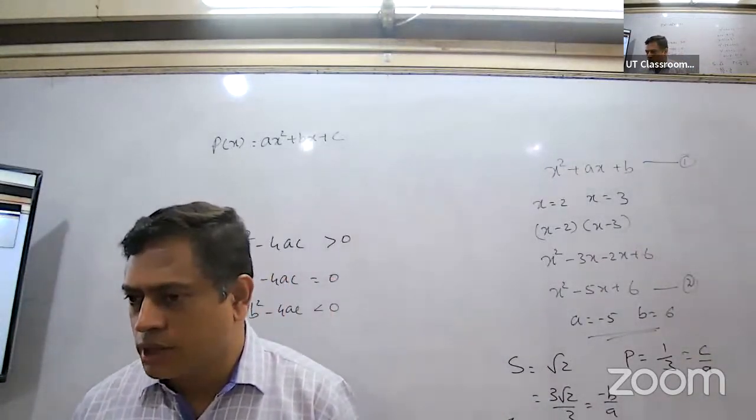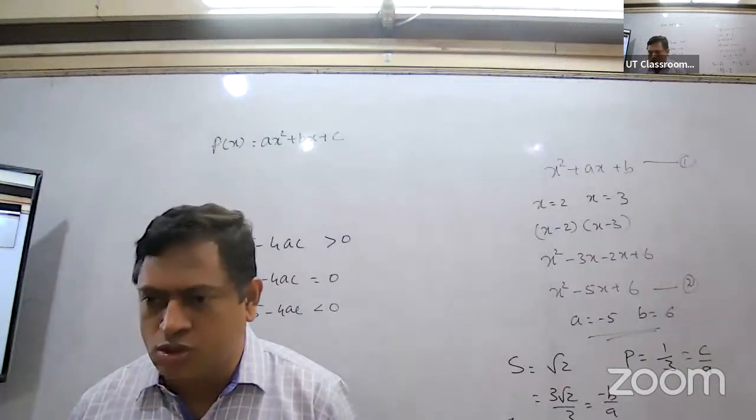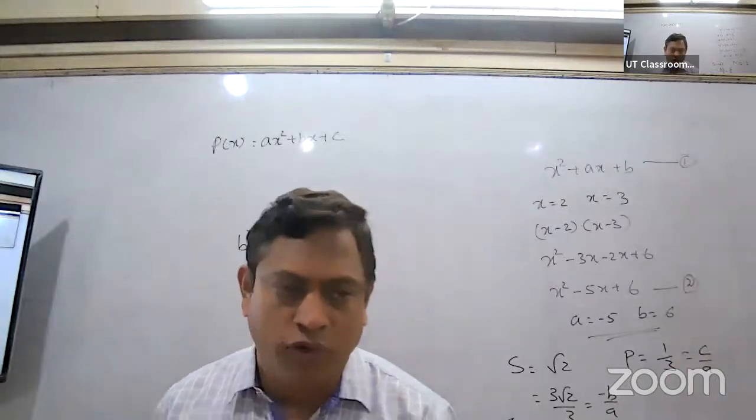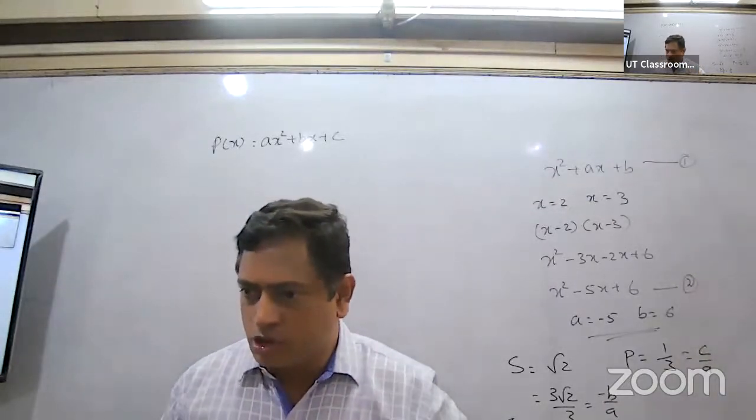Because x square plus 4x plus 6 is equal to zero, how many zeros are there? There is no zero. Therefore, the option is D. Have you all followed?